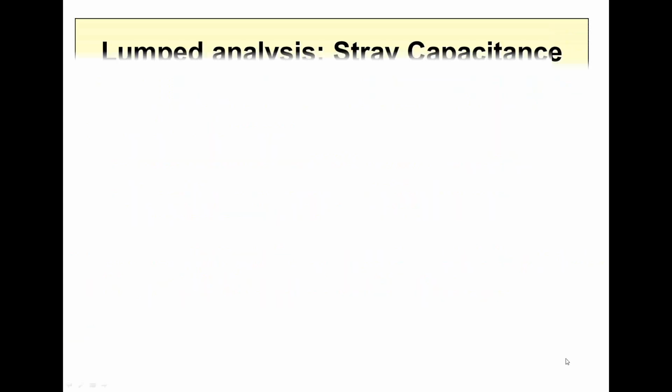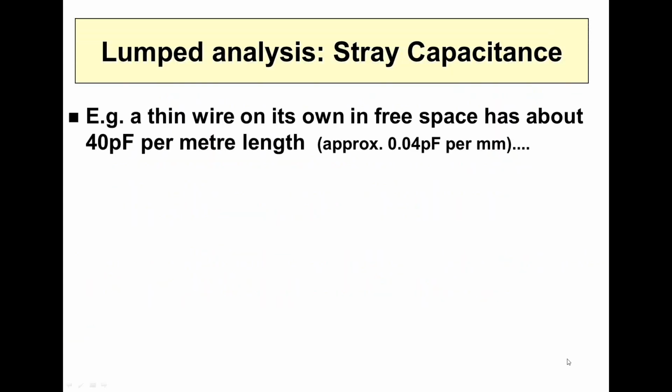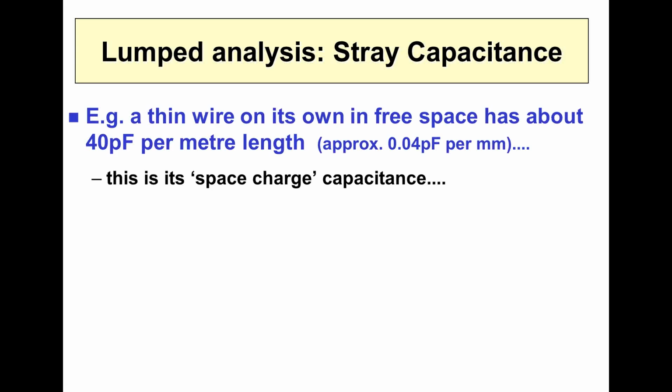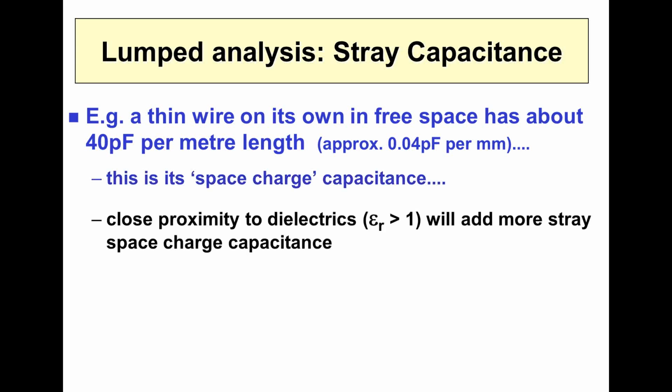But that's a rarity. Looking at stray capacitance, a thin wire on its own in free space has about 40 picofarads per meter, or about 0.04 picofarads per millimeter. This is its space charge capacitance. It's capacitance on its own. People often forget that things have capacitance on their own. We think of things having capacitance if they're near to other things.